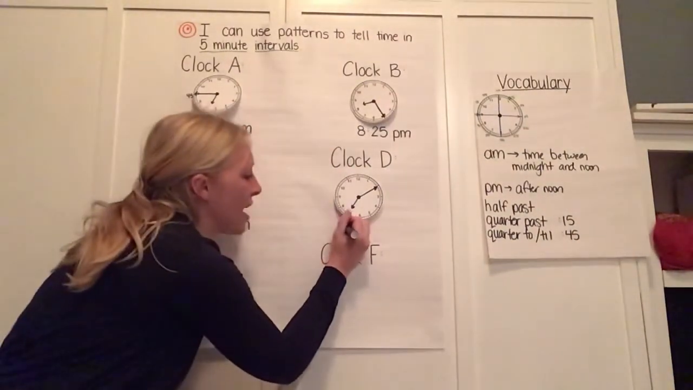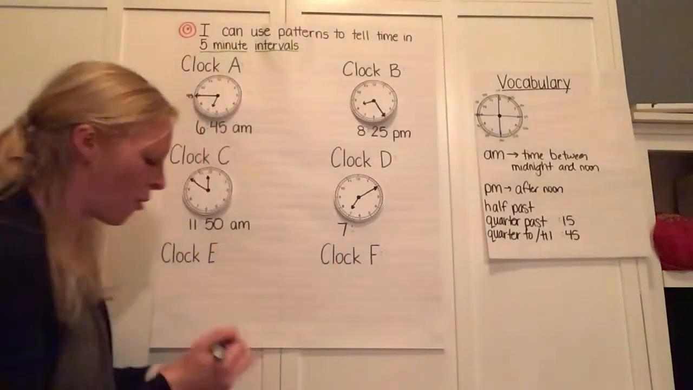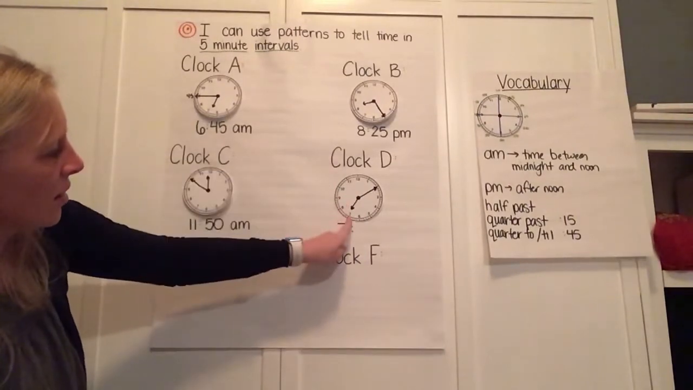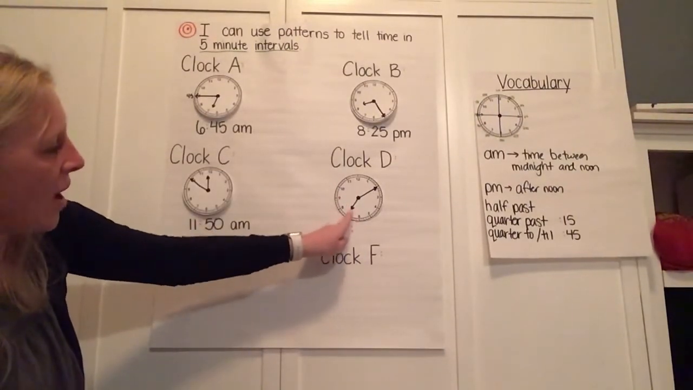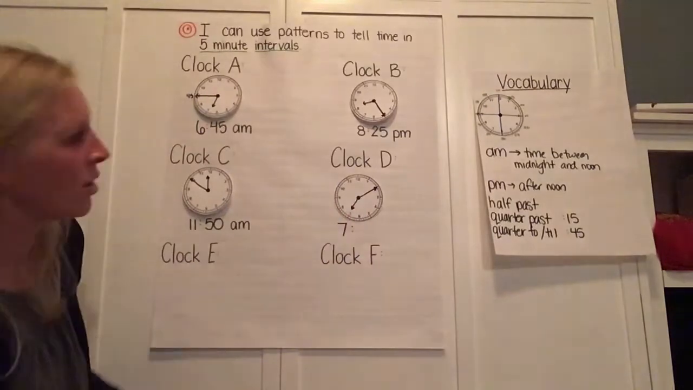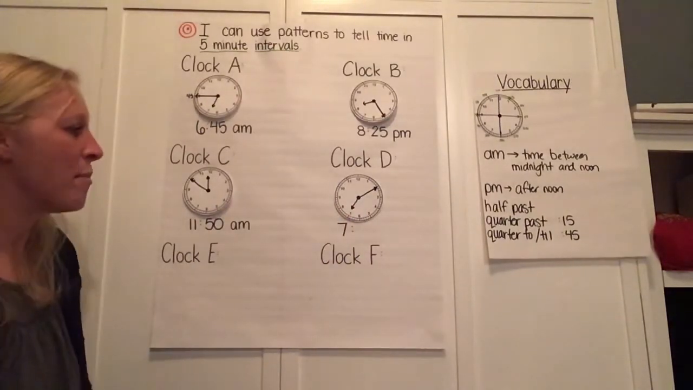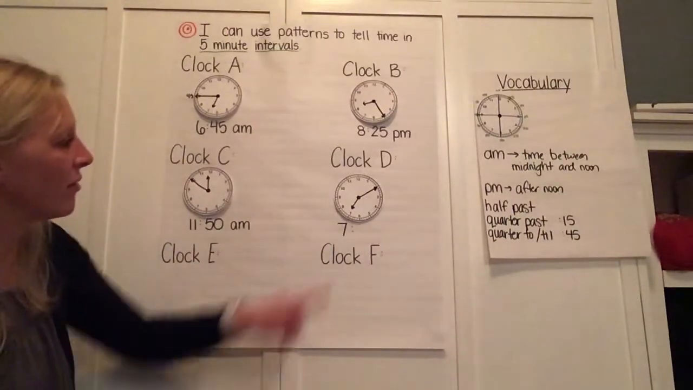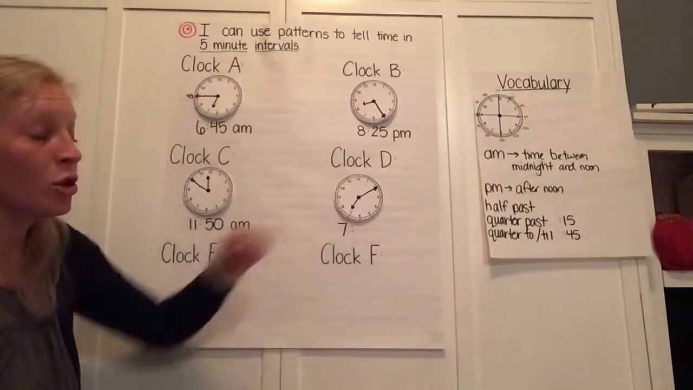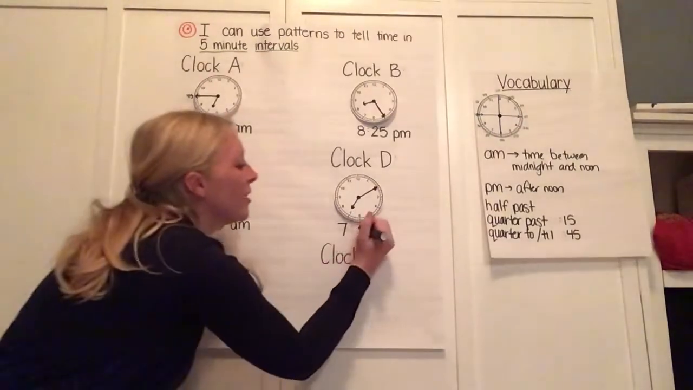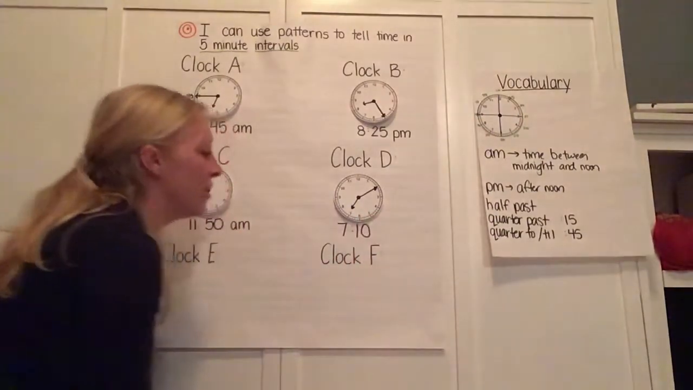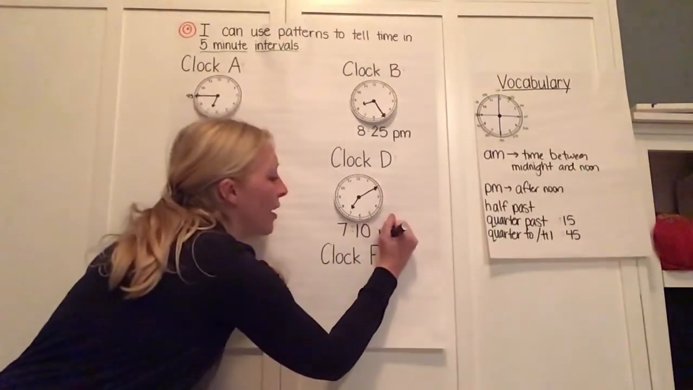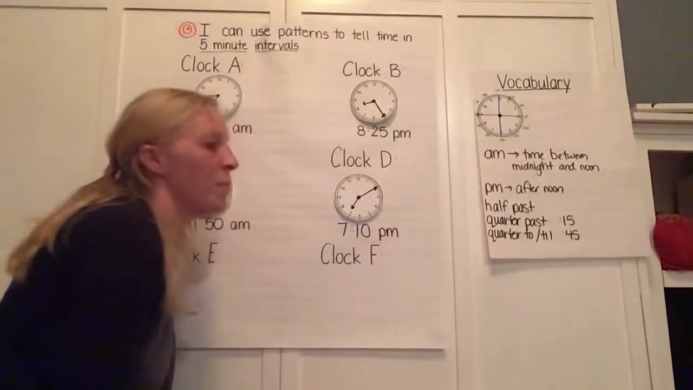7 is the hour. Why is 7 the hour? Because the short hour hand is just past that 7, very close to that 7. Where is my minute hand? On the 5, and 5 and 5, or 2 5s, makes 10. 7:10. What are we doing at 7:10 p.m.?